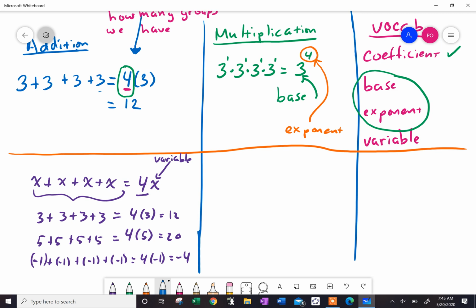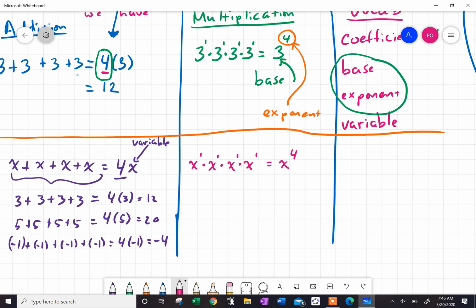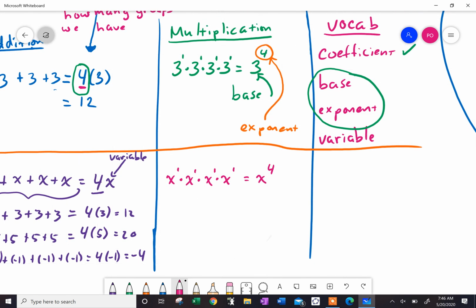But now let's take a look at when X is being multiplied together. I have X times X times X times X. Well, each one of these has a little exponent of 1. X is my base, and it's X to the 4th. X1, X2, X3, X4. I'm multiplying X by itself 4 times. Now, once again, if I had, let's say X was 3.